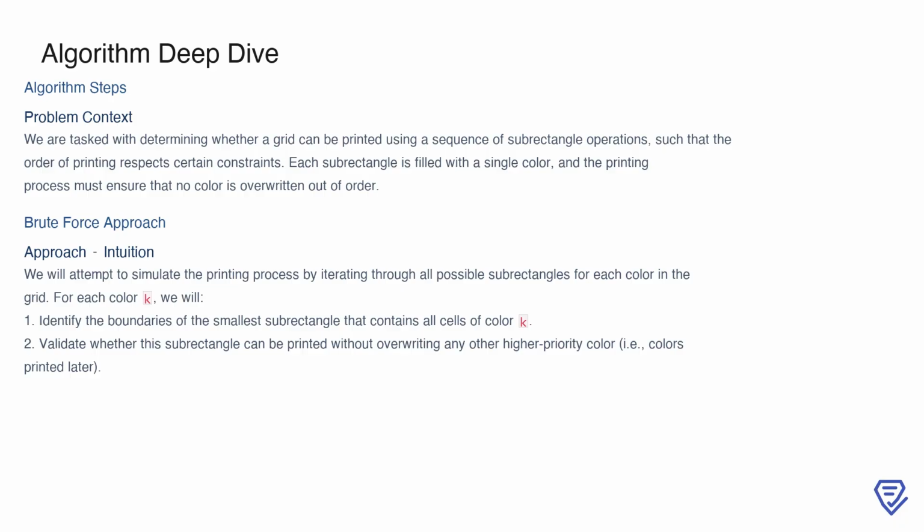To begin addressing this, we consider a brute force approach. The intuition here is to simulate the printing process for each color in the grid. For a given color, we identify the smallest subrectangle that encompasses all its occurrences. Once we have this subrectangle, we validate whether it can be printed without interfering with the regions that belong to other colors that should come later in the sequence. This ensures that the constraints of the problem are respected throughout the process.